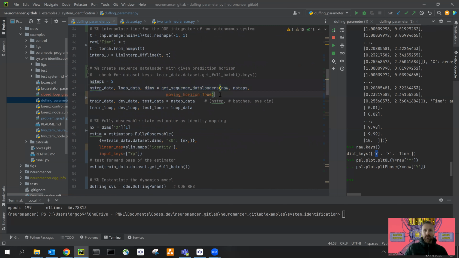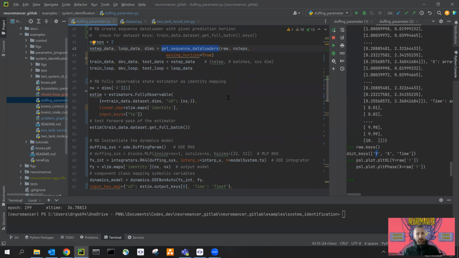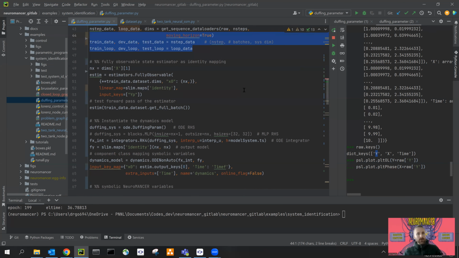For practical use of the library, you don't really need to worry much about it. It's only when you would like to have some kind of custom data sets for data pre-processing that you would need to go inside and investigate what's going on. So NeuroMANCER will process the data for you. And once you have the data pre-processed, now you can start articulating the architecture of your system identification problem.